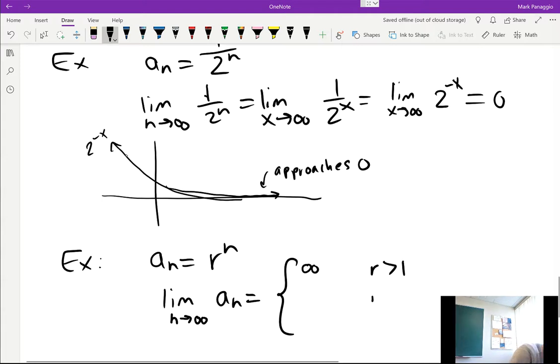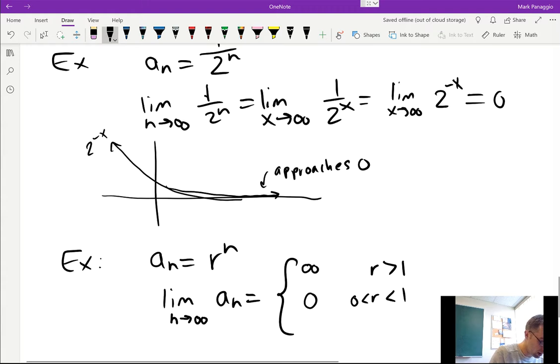If r is less than 1 but greater than or equal to 0, then you have a number, a fraction like 1/2, that's being multiplied by itself over and over again. And you can see that as you raise it to higher and higher powers, the number gets smaller and smaller and smaller, and it's going to approach 0.